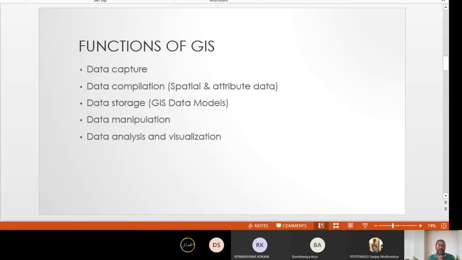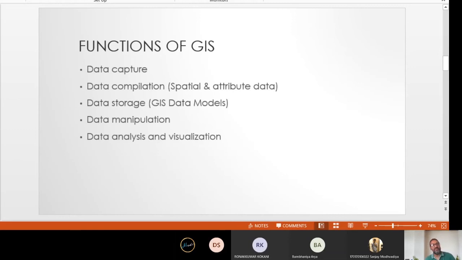Say the number of multi-storied buildings in Ahmedabad city. The rest of the houses would not be on the screen, would not be in the data table. So the word manipulation in GIS, you could understand as a kind of expert process through which we display the required items onto the screen. That is what manipulation is in GIS. It's not a bad thing. Data manipulation is a strength, and it's a big pillar, a big function of GIS.